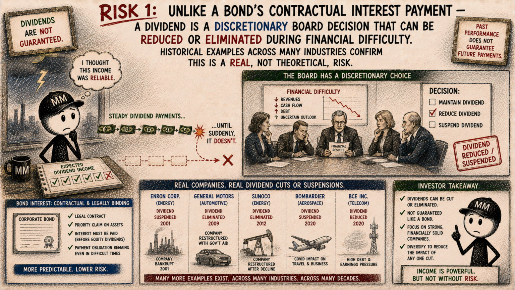Risk 1. Dividends are not guaranteed and can be reduced or eliminated. Unlike a bond's contractual interest payment, a dividend is a discretionary decision made by a company's board of directors, and it can be reduced or eliminated entirely during periods of financial difficulty. Historical examples across many industries and economic downturns demonstrate that even long-standing, seemingly reliable dividend payers can and sometimes do cut or suspend payments when circumstances require it. Any dividend investing strategy that assumes payments are guaranteed is building on an inaccurate premise.